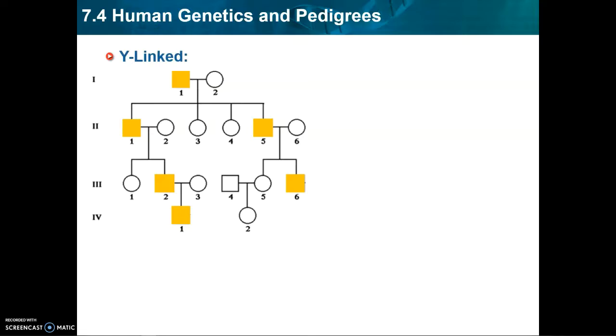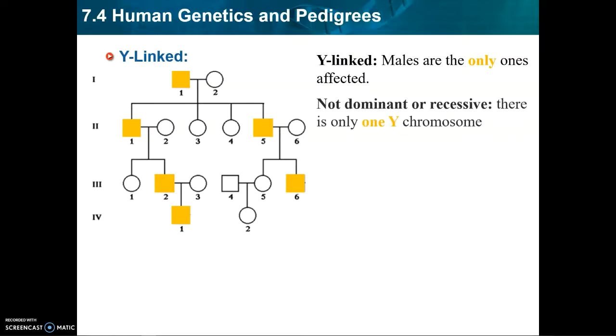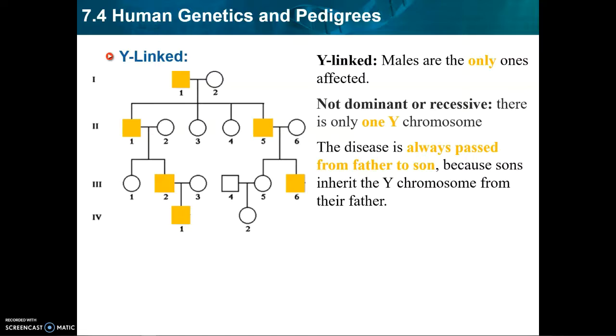All right, next we have a Y-linked pedigree. In a Y-linked pedigree, this is even more rare than X-linked dominant. So in a Y-linked pedigree, you can literally only have males affected because it is a Y chromosome that's impacted and females don't ever inherit a Y chromosome. So we don't really even have to designate it as dominant or recessive because a male only has 1 Y. If he has the allele for the trait, he's going to express the trait. This disease is always going to be passed from father to son because a father always will pass his Y chromosome to his sons. That is what makes them develop as male.